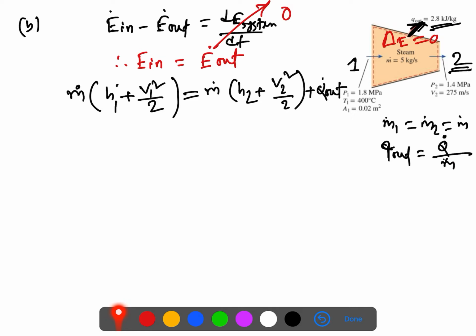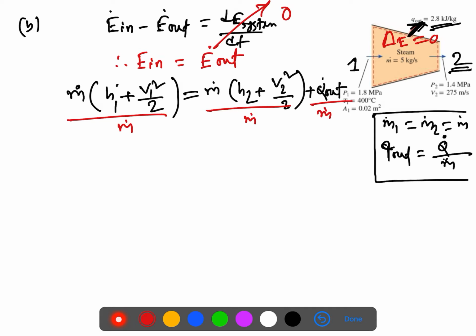So what we can do, guys, is write this Q dot over m dot. As we have m dot on both the left and right hand side, but only for the first term, not with this one, we can divide m dot on both sides. Then we can eliminate it, and it will be Q out over m, which is actually this small q out.